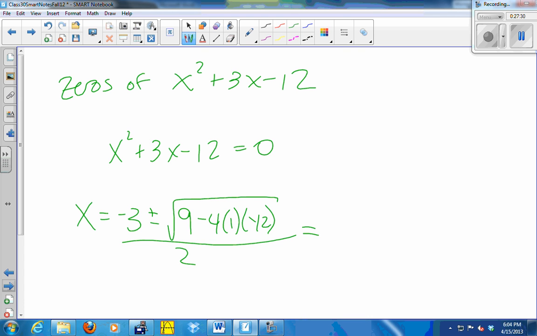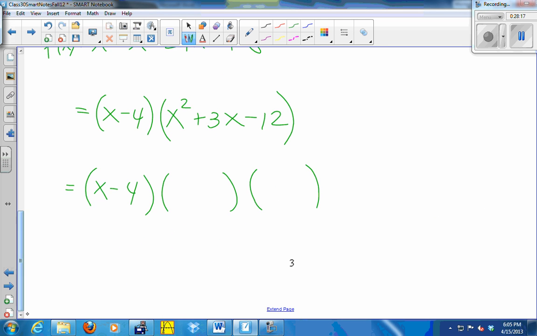So this is negative 3 plus or minus the square root of 4 times 12 is 48, and 9 plus 48 is 57. So negative 3 plus or minus radical 57 over 2. Those are my two zeros of this quadratic, which means that my factors are x minus negative 3 plus radical 57 over 2, and negative 3 minus radical 57 over 2. So if I have two zeros, I know two factors, just x minus each zero.